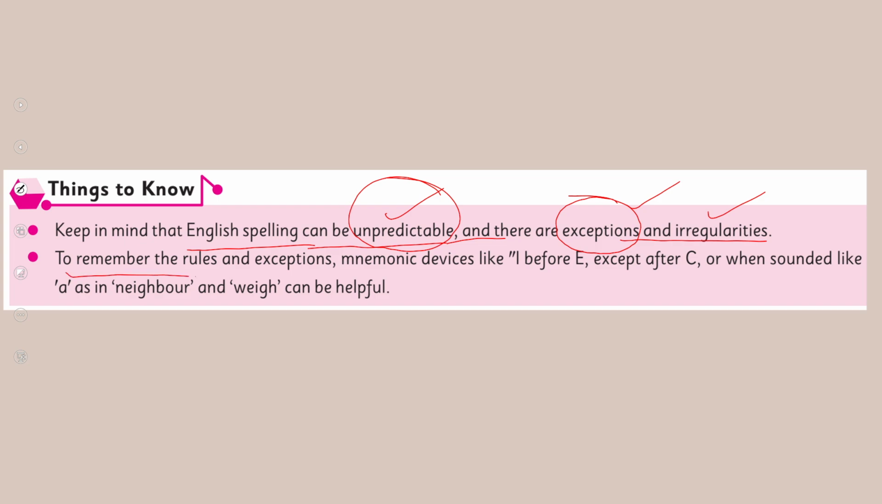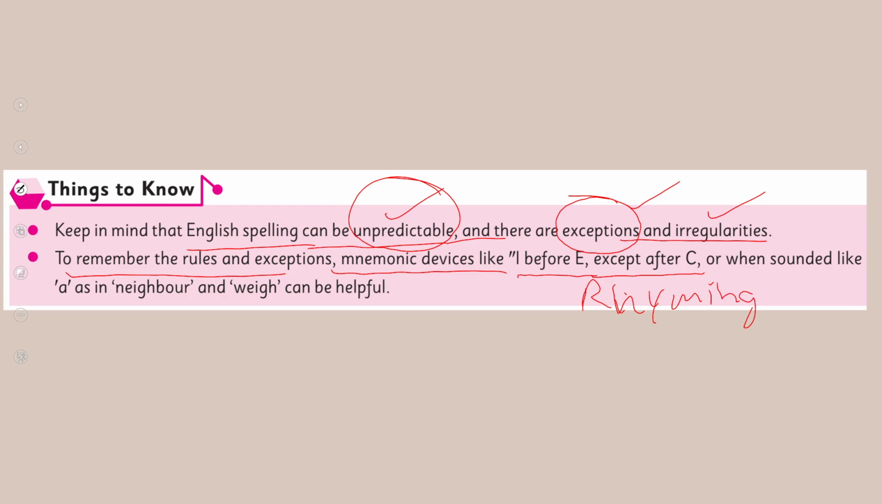To remember the rules and exceptions, we use mnemonic devices. Now, as I told you in the start, this is a mnemonic. Mnemonics are sentences or words that we use for our memory. I before E except after C. It rhymes, right? This is rhyming because it's a mnemonic.